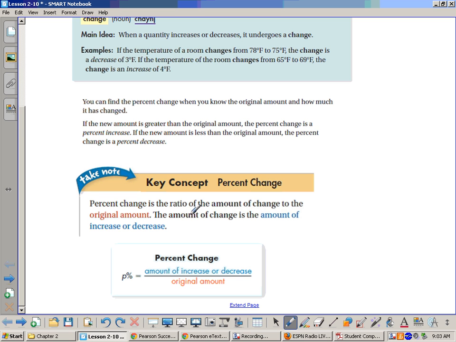As you can see, there's a common thread in this chapter. We're dealing with fractions. And that ratio can be set up by first finding the amount of increase or decrease. So we have to figure out the change first, and then we divide by the original amount, and then multiply by 100 to get it into a percent.